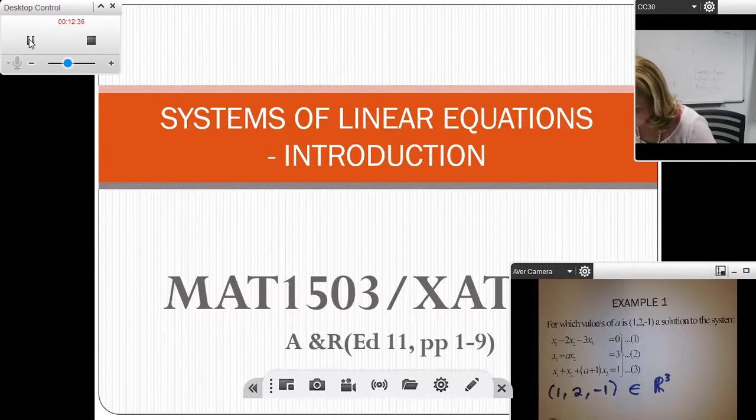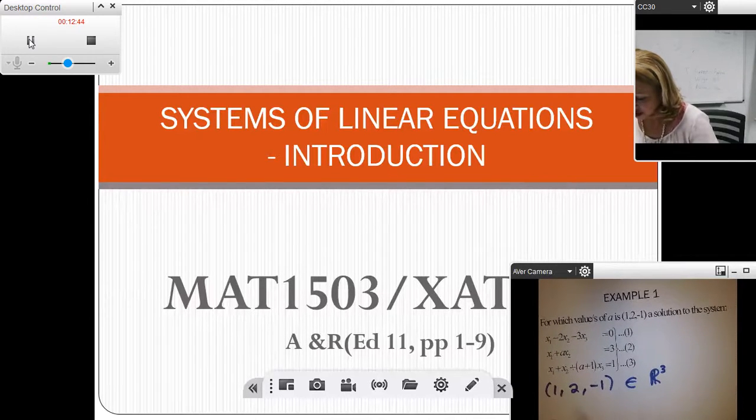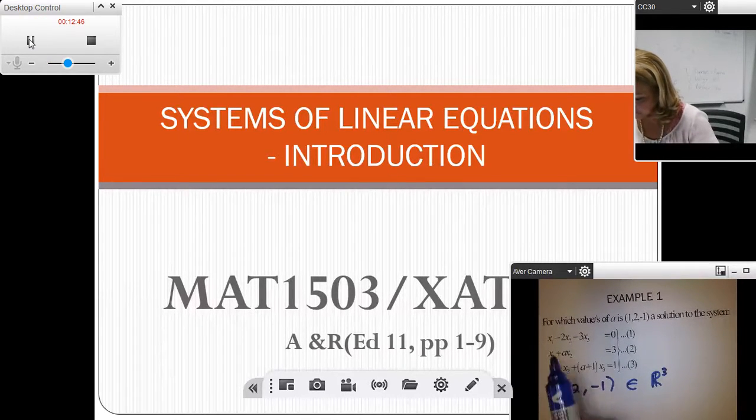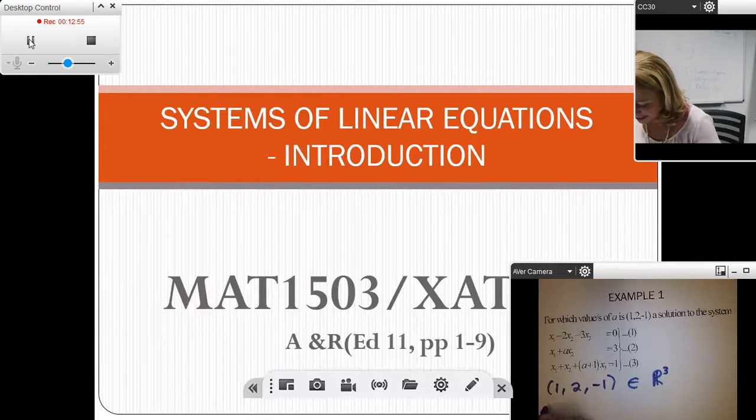The second requirement is that this element has to satisfy all 3 of my equations simultaneously. So let us test to see for which values of A this element, 1, 2, negative 1, A, is a solution to the system. So let's start off with equation 1, and we're going to substitute the element in there.